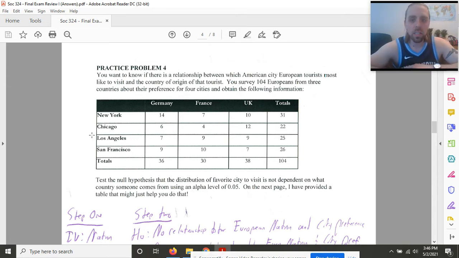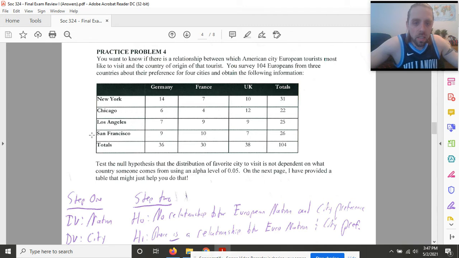I want to know if there's a relationship between which American city European tourists like to visit and their country of origin. So you're surveying 104 Europeans, you have 3 countries, and there are 4 cities that they could possibly want to visit: New York, Chicago, LA, and San Francisco. So what do we do with this? I have 104 data points and 2 variables. I want you to test the null hypothesis here at 0.05. The null hypothesis would just be very simply that the country you come from does not influence the city you like to visit.